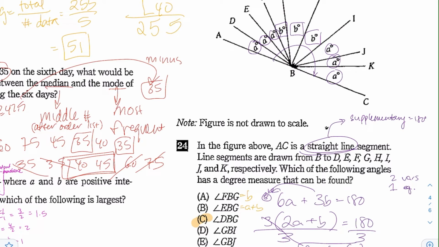For choice C, it's DBG. And look at DBG, you see 2 A's and a B. And you know this has to be equal to 60 degrees over here. So that's probably the answer. For choice D, you want to double check. GBI is 2B, which you can't tell. And GBJ is 2B plus A, or A plus 2B, which again you can't figure out. So the answer is choice C.